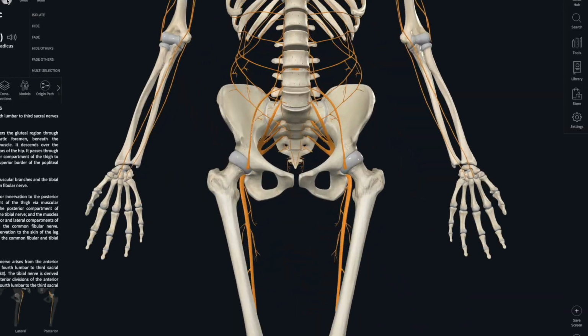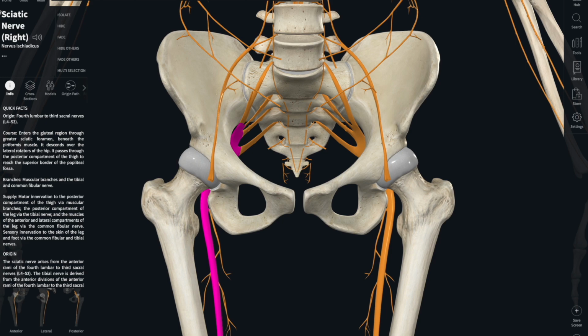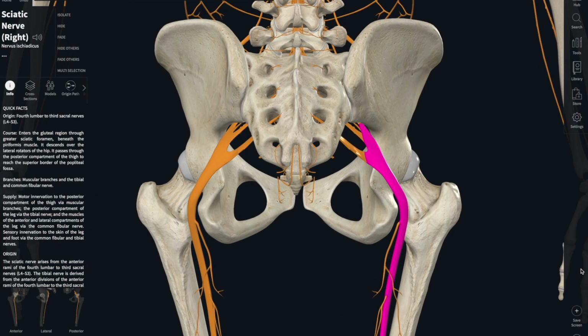Firstly, we need to know the difference between a symptom and a diagnosis. Sciatica is a symptom. It is pain down the back of the leg in the sciatic nerve's distribution. The sciatic nerve is the largest nerve in our body, and it travels out the front of our sacrum, or the bottom of our spine, and down the back of our leg.